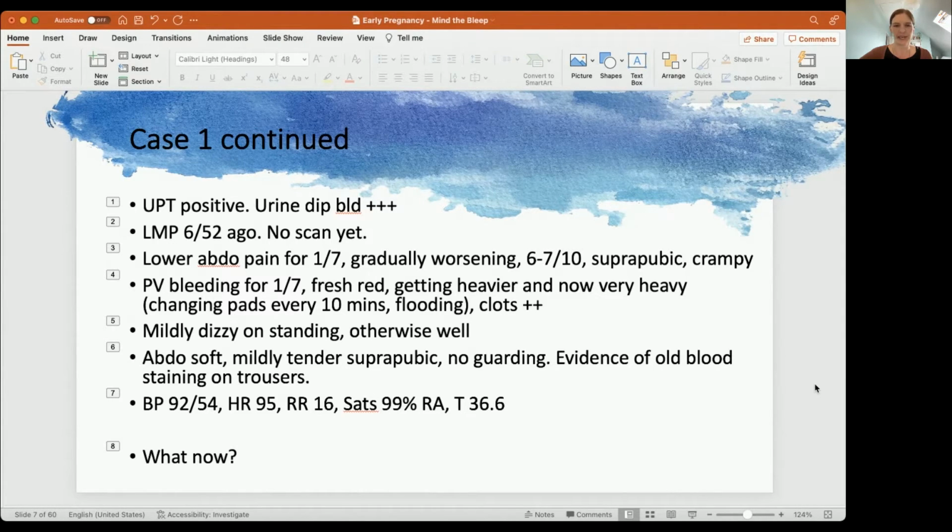Bleeding again also for about a day. Fresh red, getting heavier now, very heavy, changing pads, flooding. So a good way to try and quantify bleeding is to ask how many times they are changing their pads. But also when they change the pad, is it full? Flooding is another good question as well, because that signifies definitely heavy bleeding.